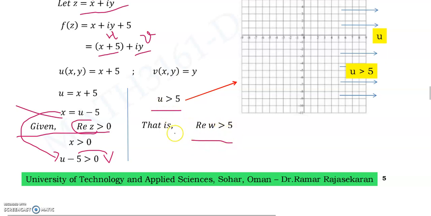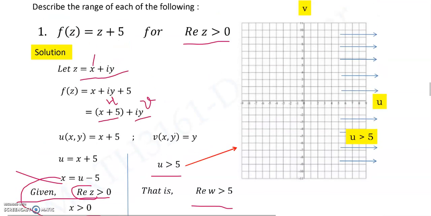This is the final derivation. But now you see how to draw the graph of this. u is greater than 5. I already told you, this is the w plane. Why am I calling it the w plane? Because this is the real axis u, this is the imaginary axis v. So this is the w plane.